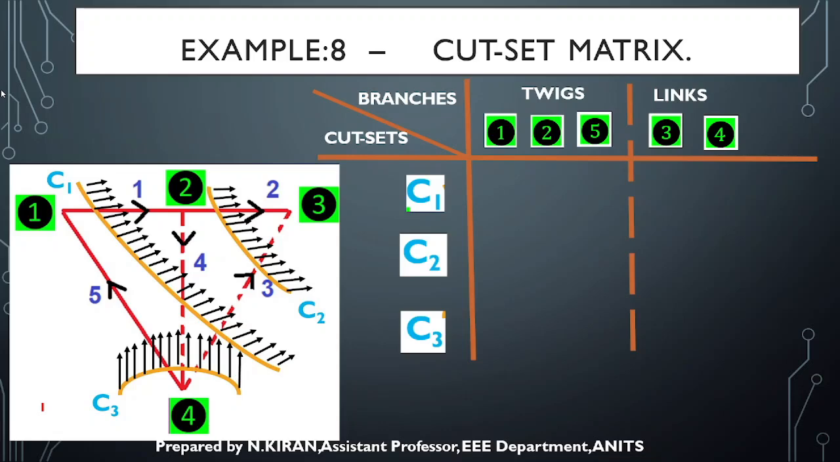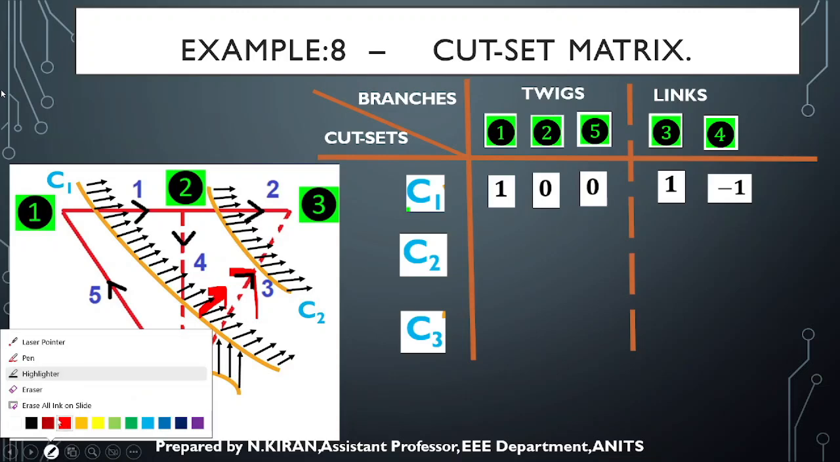C1 and twig 1 are in the same direction, so +1. Twig 2 and C1 are nowhere related, so 0. C1 and the fifth twig are also nowhere related, 0. C1 and the third link are in the same direction. You can see here in the diagram, it is in this direction, and the third is also in the same direction, so +1. The fourth is in the opposite direction, so it is -1.